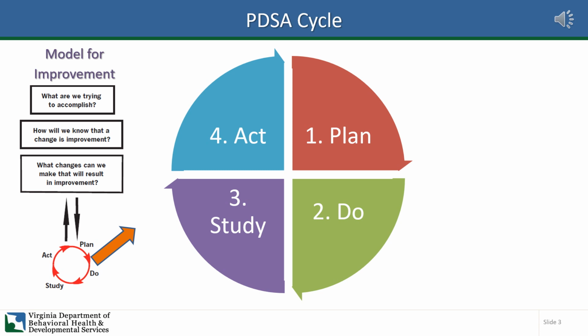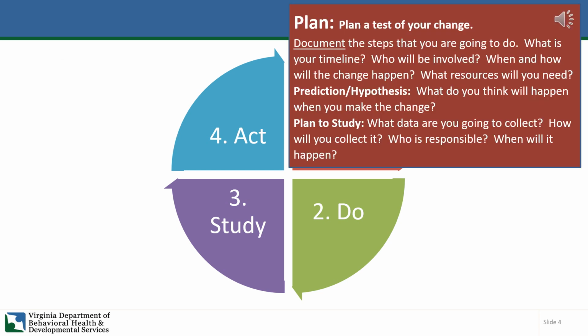This is the Plan, Do, Study, Act cycle. We're going to go through each step in the cycle and explain what exactly you need to do. Okay, we're starting with plan. This is when you plan a test of your change. Remember, the Plan, Do, Study, Act cycle comes after answering the 3 questions in the model for improvement.